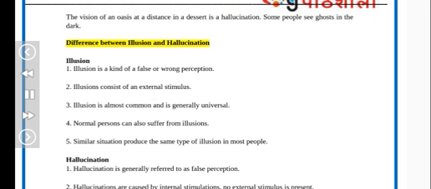Difference between illusion and hallucination. Illusion. 1. Illusion is a kind of false or wrong perception. 2. Illusions consist of an external stimulus. 3. Illusion is almost common and is generally universal. 4. Normal persons can also suffer from illusions. 5. Similar situations produce the same type of illusion in most people.